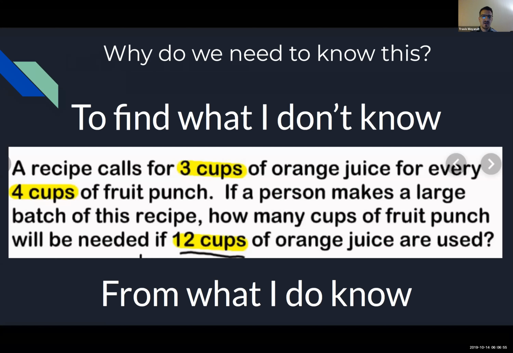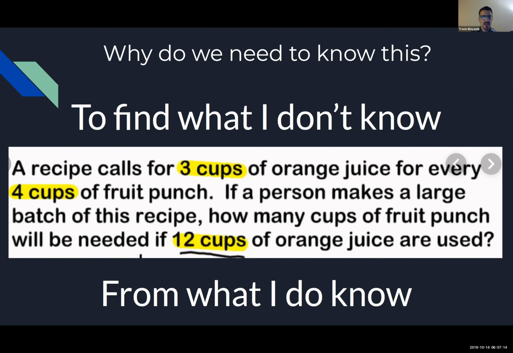Using this idea of proportions, we find answers. So again, an idea of this would be like a recipe. If you notice this recipe, it calls for 3 cups of orange juice for every 4 cups of fruit punch. So 3 and 4 would be that fraction or that ratio and would equal whatever else is in the problem.